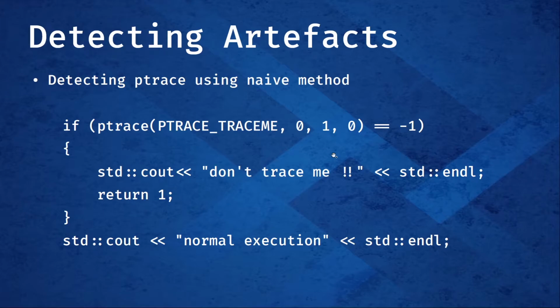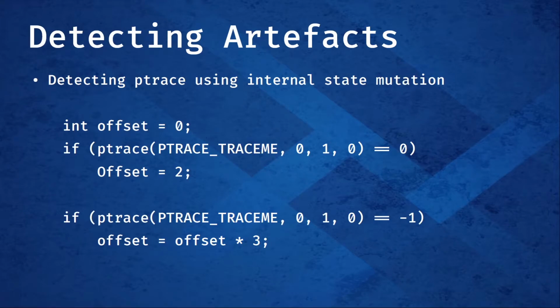So we can do this very simple check here, but the problem with this is that an analyst can probably hook this ptrace call and change its result. So even though we are being debugged, we will not be able to detect it. So this is where this particular technique fails.